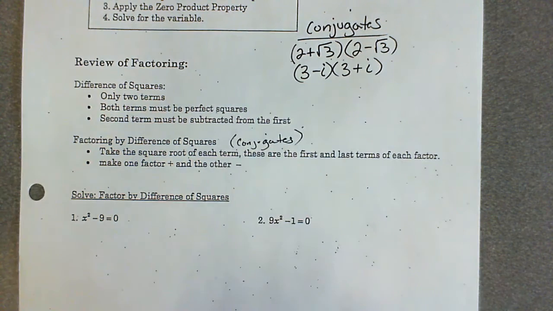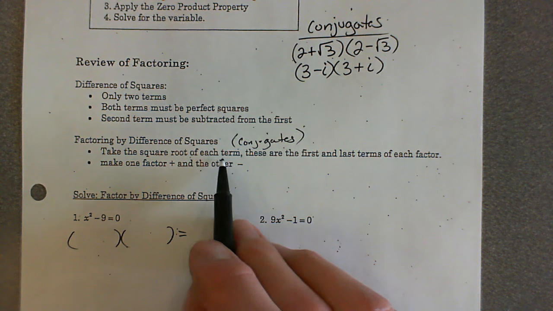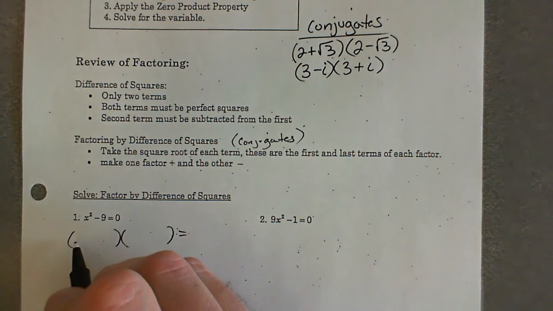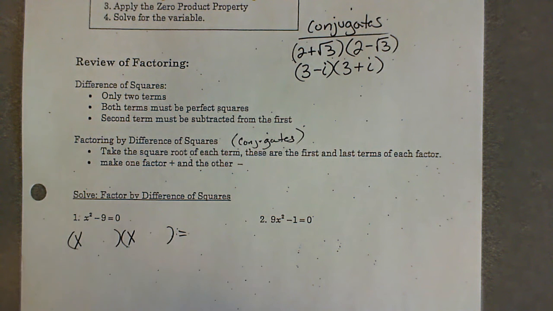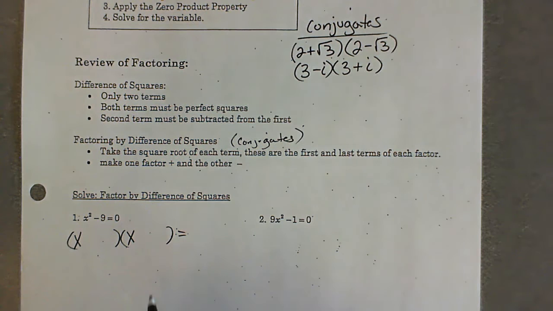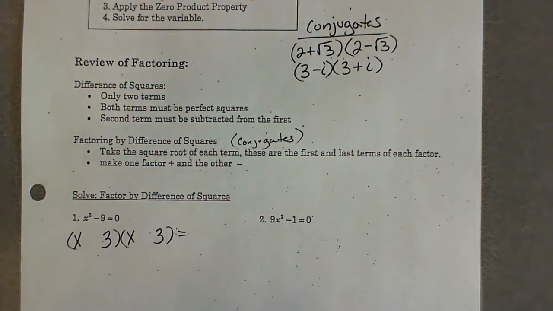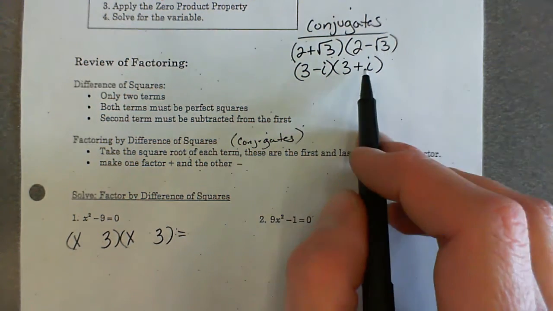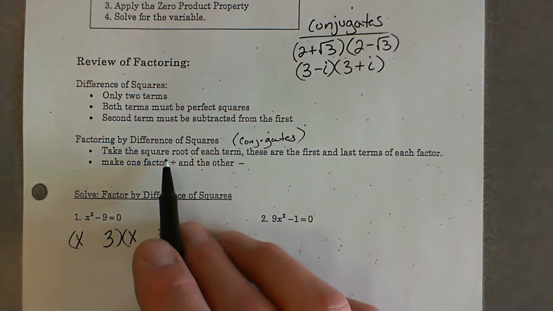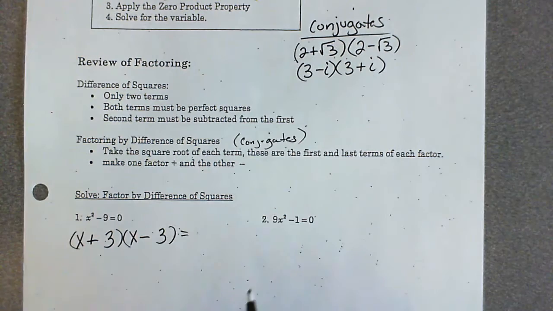So what you do is you take the square root of each term, and these are the first and last terms of each factor. You take the square root of x squared, which is the first term in each, because the first term in each has to be the same. See how in conjugates, their first terms were the same? Then you take the square root of the last term, which is 9, and that's going to be your last term in each, because the last terms were the same. And then you're going to make one factor addition and the other subtraction, one adding, one subtracting, because those were opposites.